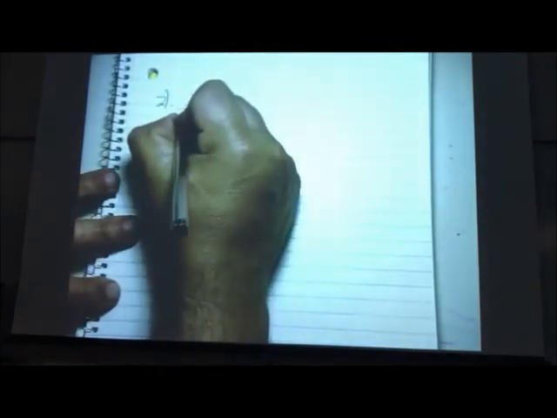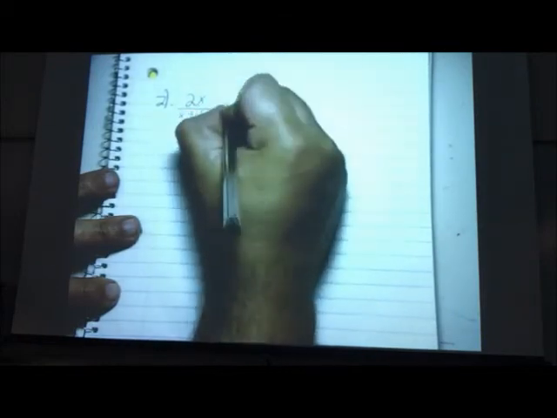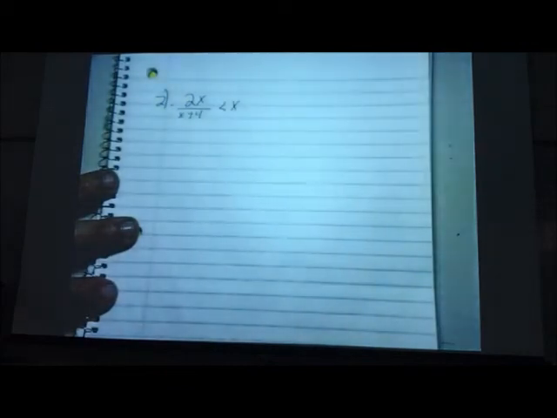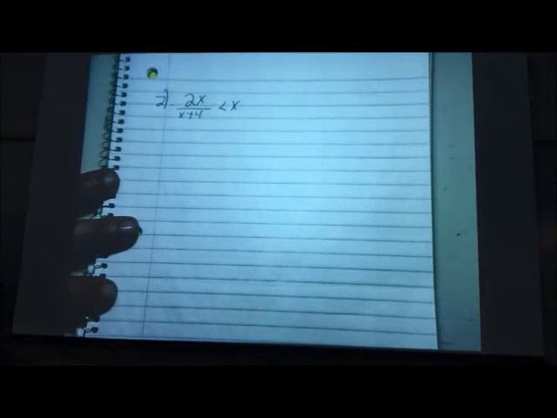Last example. We have 2x over x plus 4 is less than x. Wait, what? Why, sir? Because Miss Peña says I had to teach it to you. Why, Miss Peña? Okay.